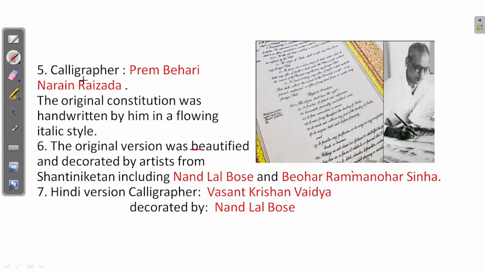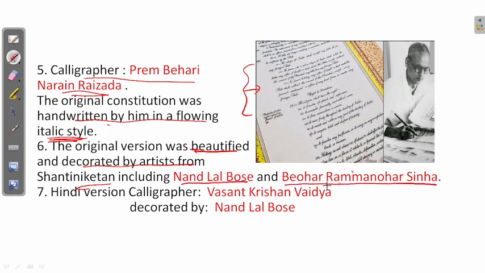The original Constitution was handwritten by Prem Behari Narain Raizada in a flowing italic style. The original version was beautified and decorated by artists of Shantiniketan. Who are they? Nandalal Bose and Ram Manohar Sinha. These two decorated the Constitution book.